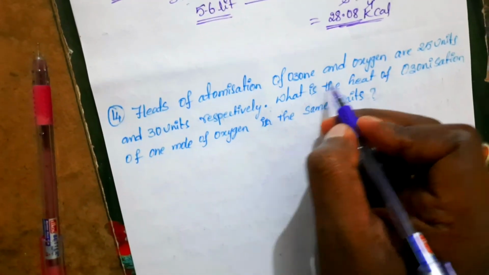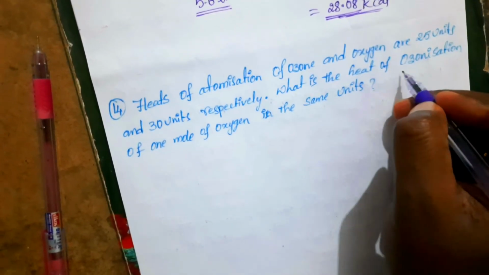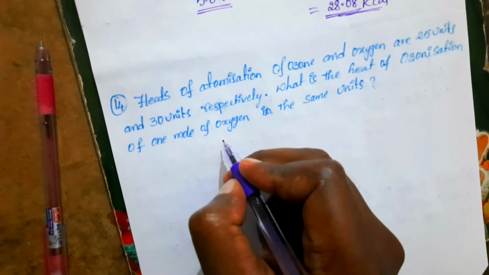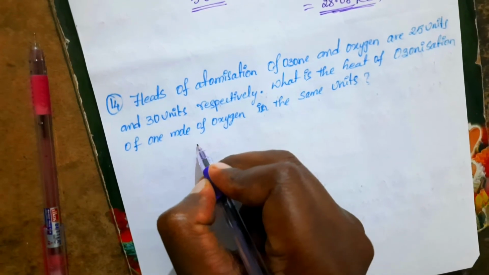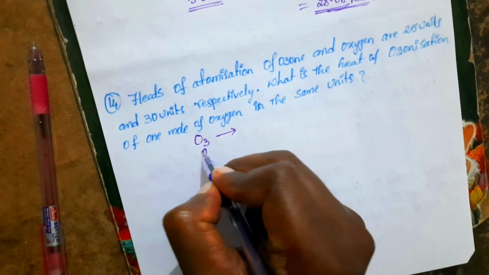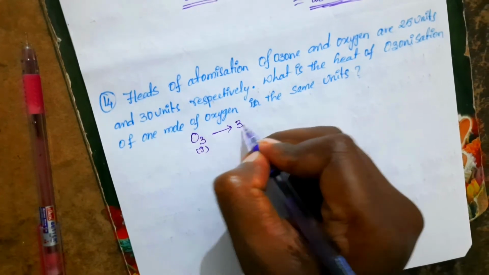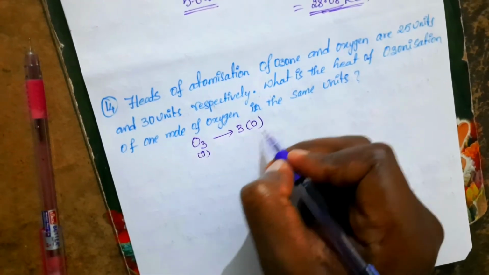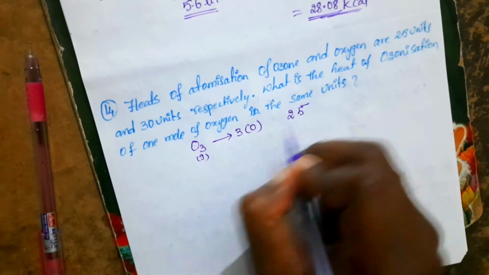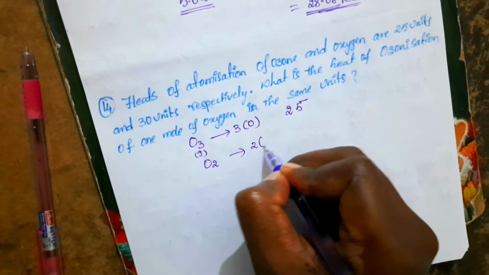Heat of atomization of ozone and oxygen are 25 units and 30 units respectively. What is the heat of ozonization of 1 mole of oxygen, in the same units, they are asking. What they are saying, heat of atomization of ozone. This is ozone. Atomization is nothing but the ozone molecule changing to atomic form. So whatever bonds we have, those bonds should be broken down. So 3 nascent oxygen, its enthalpy is how much? 25 units. Now next oxygen, what they are saying, 30 units. 2 atomization will be what?